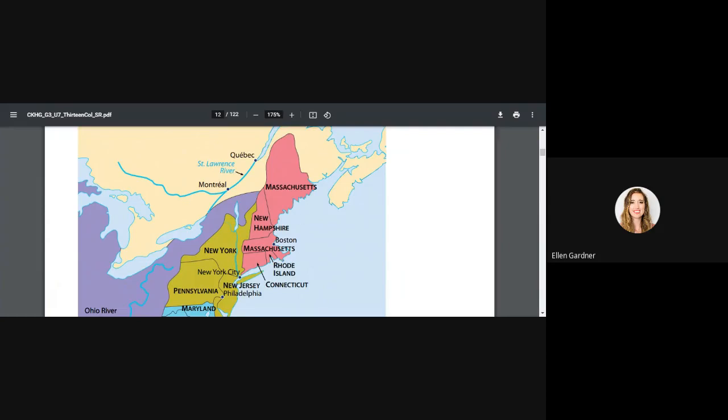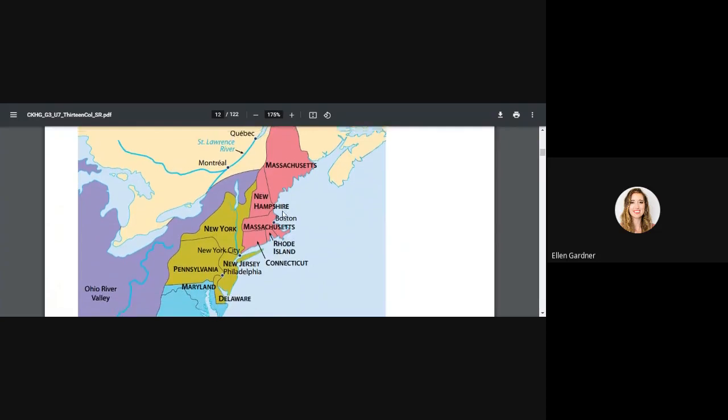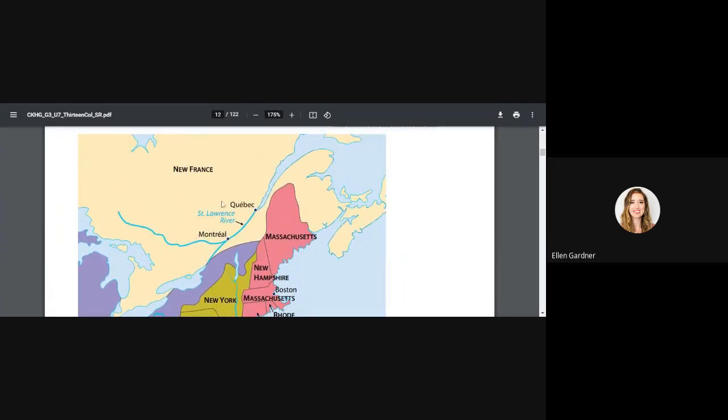Do you know what this state actually is today? It's not Massachusetts. Look at that. There's two Massachusetts. Those were all together. Now that's the state of Maine. We also see here New France, Quebec, and the St. Lawrence River. We just heard about that with Champlain, right?